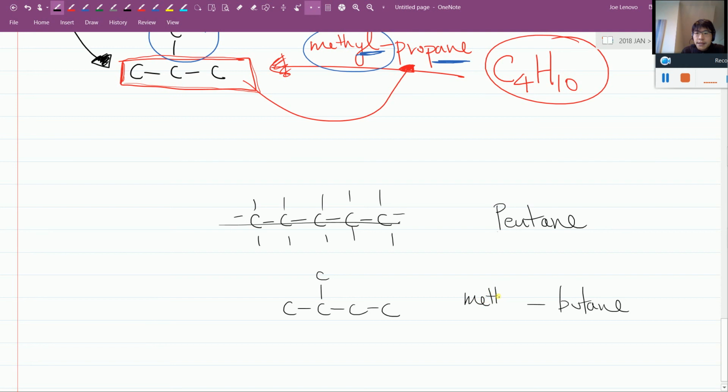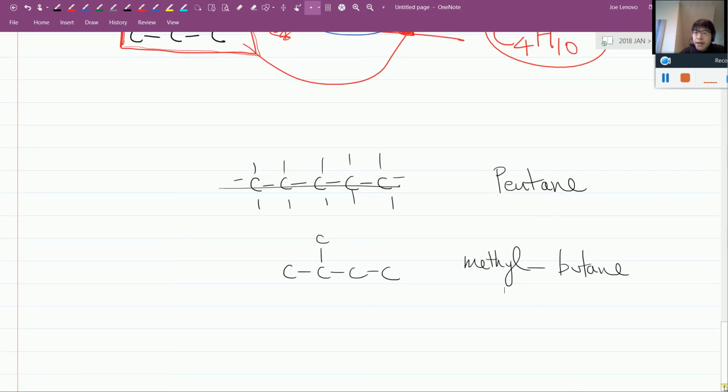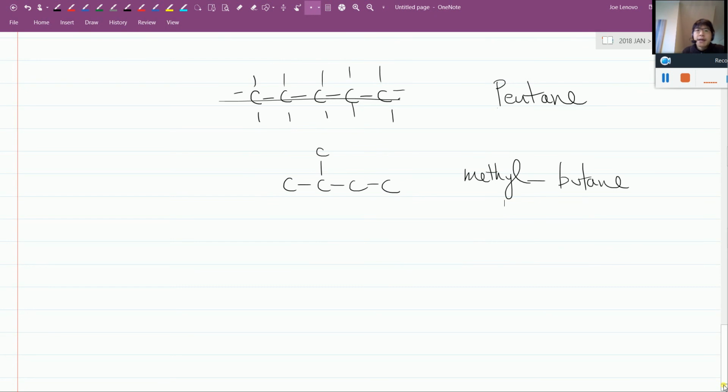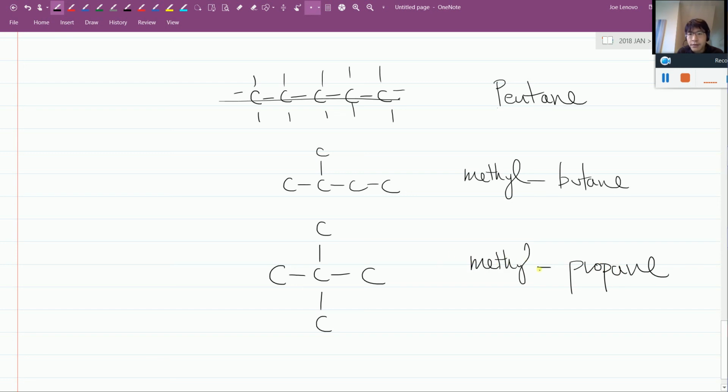With 1 side branch, methyl. What if I put 3 carbons in the chain? 1 side branch at the top and 1 side branch down there. Then I call this propane. I have 2 methyl groups, 1 at the top and 1 below. Therefore, we call them dimethyl propane. Can you see that? Where does the di come from this time?